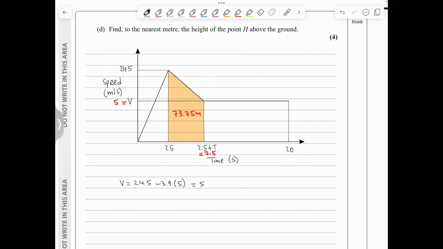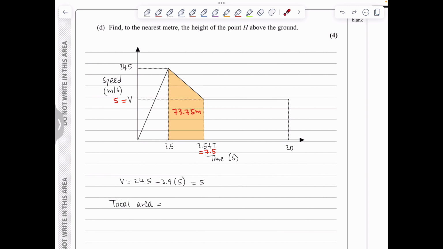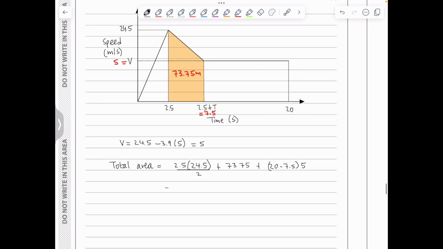So we've got this height here to be 5, and therefore we have that the total area will be the triangle here, which has a base of 2.5 and a height of 24.5, so I'm doing base times height over 2, plus the 73.75, plus the area of the rectangle at the very end, which has a width of 20 minus 7.5 and a height of V, which is 5. So plug this on the calculator and we get 166.875 meters, which correct to the nearest meter as instructed is 167 meters.